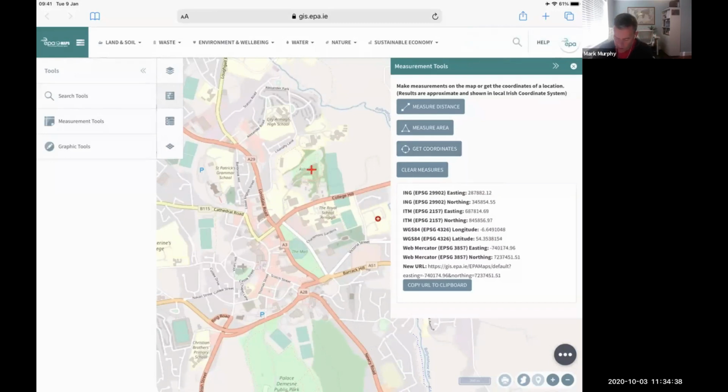So now I have the coordinates for that part in Armagh, and that has the coordinates 287, which you can see on the screen, 287,882. And the y coordinate is 345,854. Now, if you bear with me, I'm going to plug that into the distance formula, right?